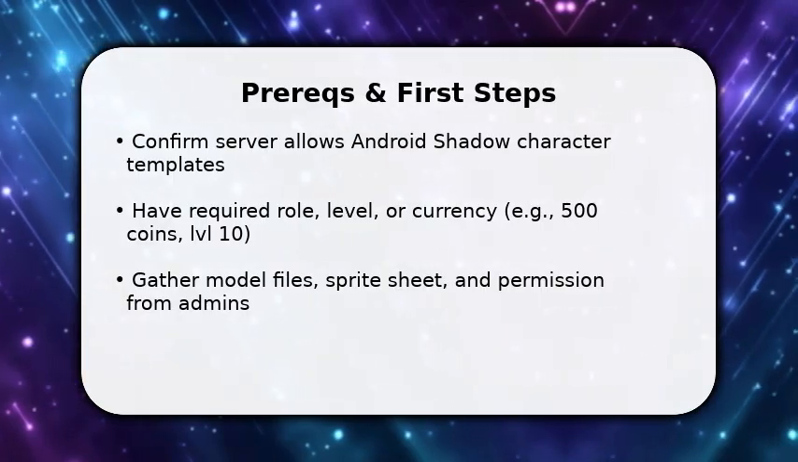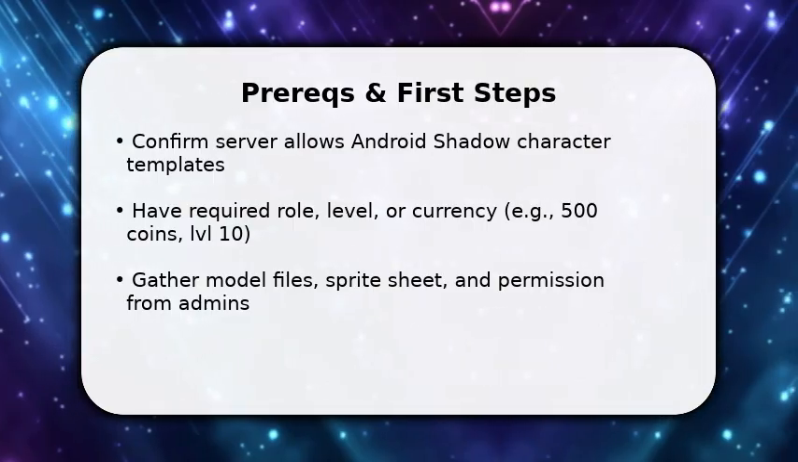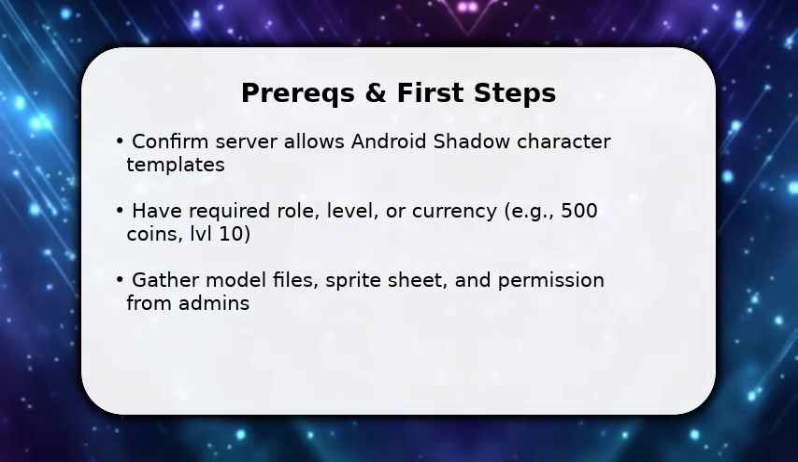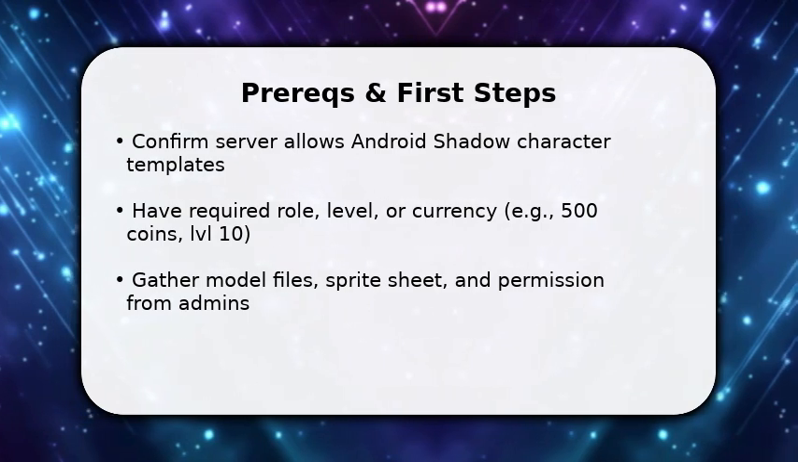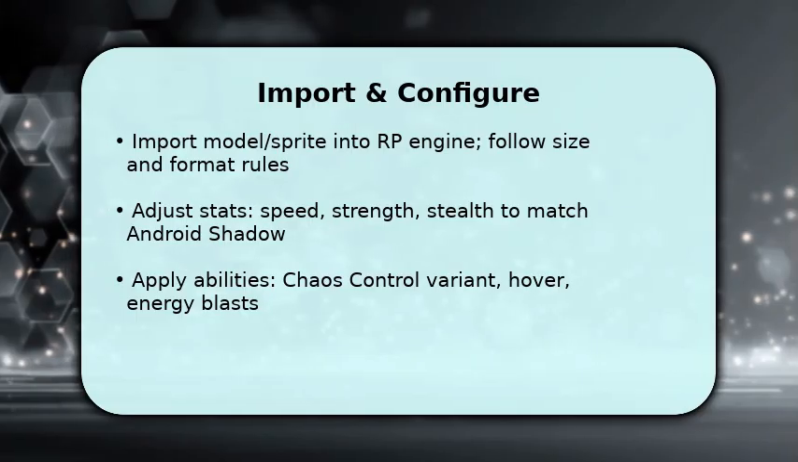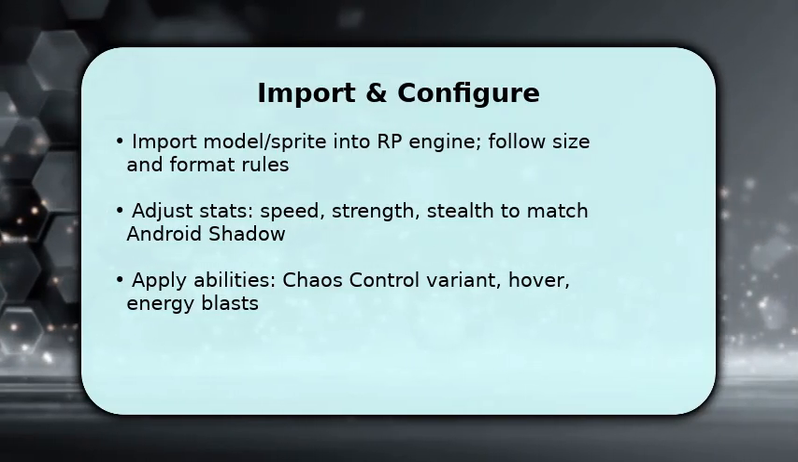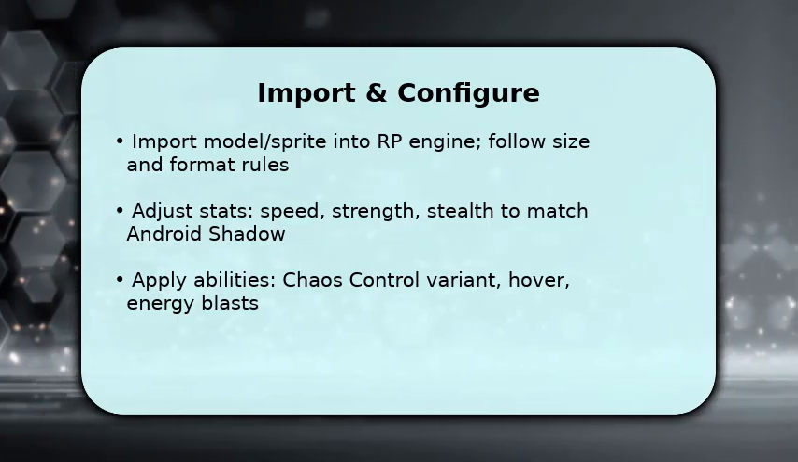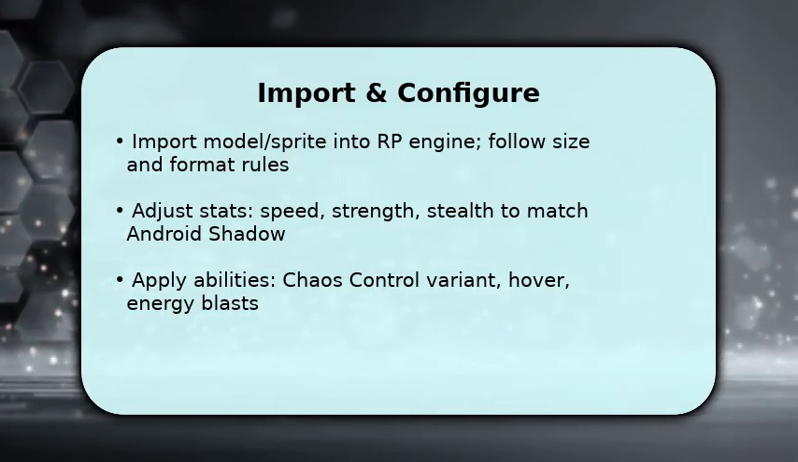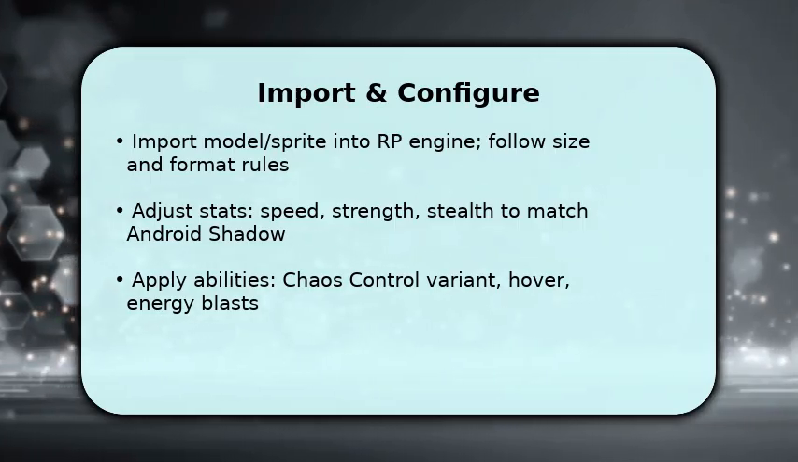If a template exists, load it now and replace default stats with Android Shadow base values. Doing this first avoids corrupted imports and wasted currency. Once done importing, position and scale the model to the engine's thumbnails. Mismatch causes clipping. You then edit attributes, set speed higher, boost stealth, and lower health to match the Android Shadow archetype. This balances roleplay and server rules.